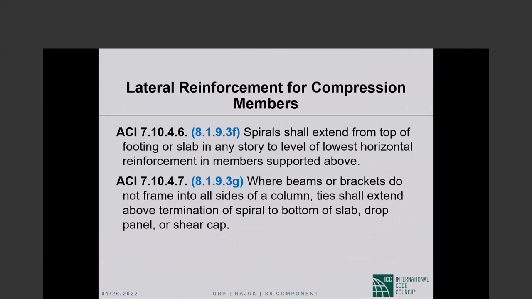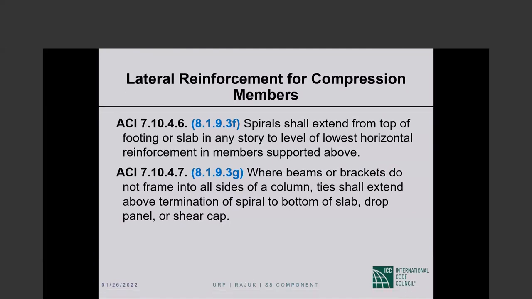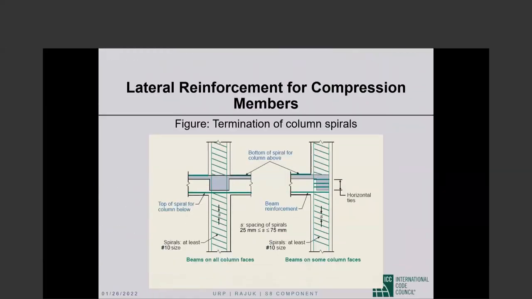Lateral spiral shall extend from top of footing, so that it goes into excruciating detail. Let me show you a picture. So when beams are framing into all 4 faces of the column, the spiral is discontinued at the lowest reinforcement in the beam, and then it picks up above the slab. Okay, the picture is quite clear.